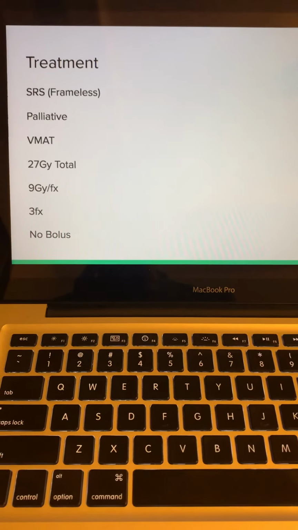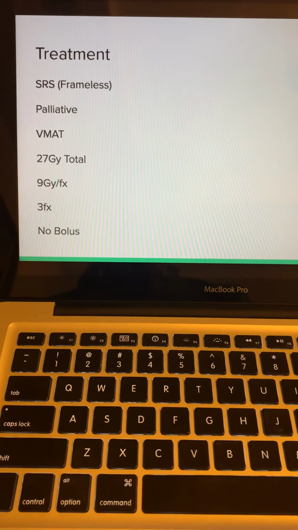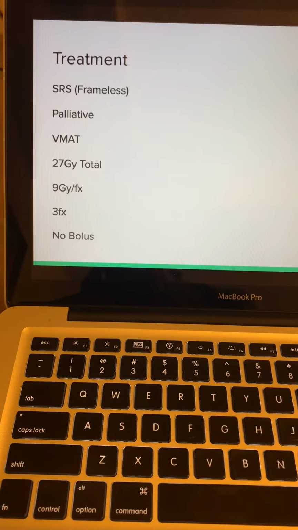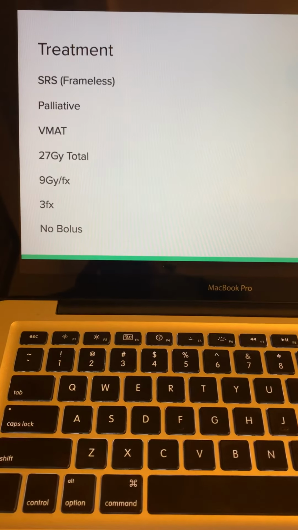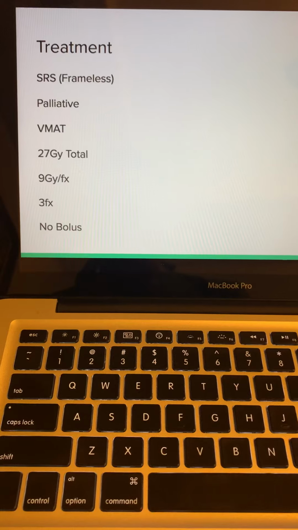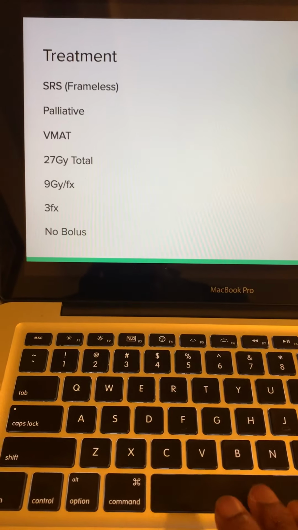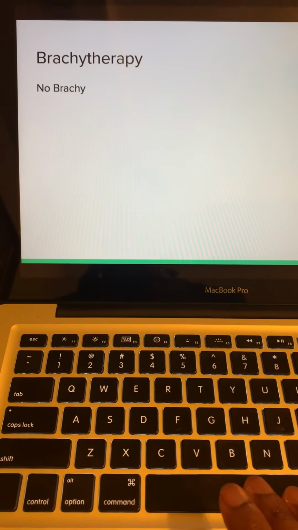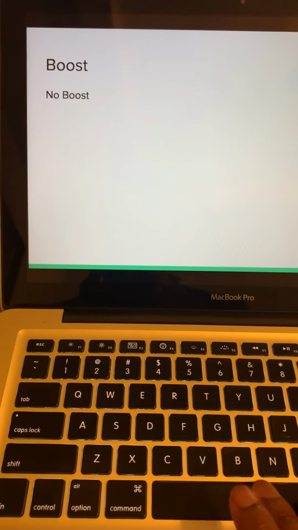His treatment, he had an SRS frameless. It was palliative, VMAT, 27 gray total, 9 gray per fraction, 3 fractions, and no bolus. The patient didn't have any brachytherapy or a boost.